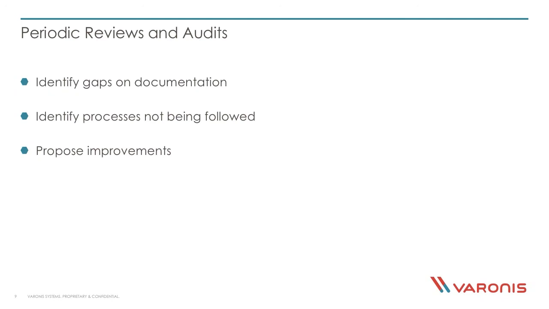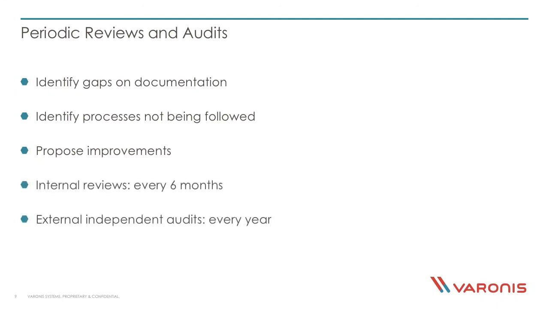Each company has its own review and audit cycle, but my suggestion is to have an internal review twice a year and an external independent audit every year.